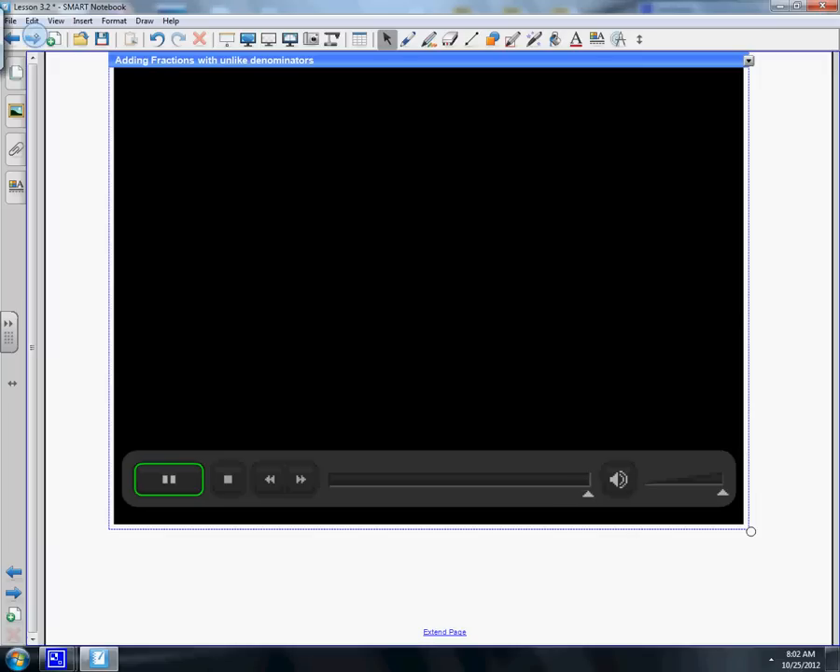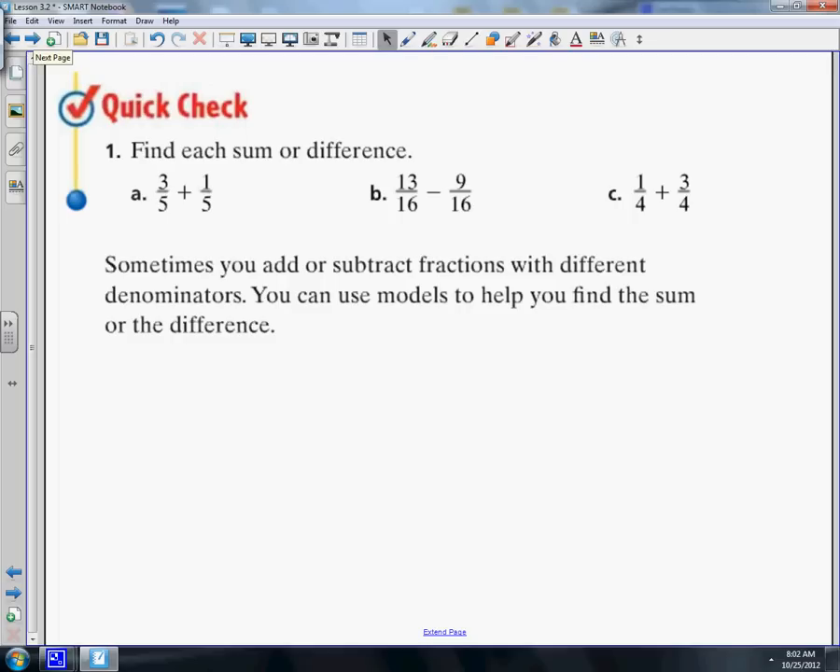All right. So, find each sum or difference. So try these three problems, A, B, and C, and then we will correct. All right. 3/5 plus 1/5. Well, this is easy. I already have a common denominator, so I get 4/5. Remember, you keep the denominator the same. You do not change the denominator. You're only adding the top.